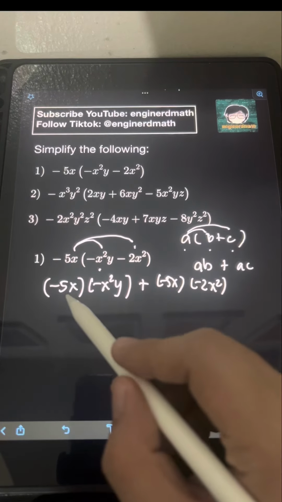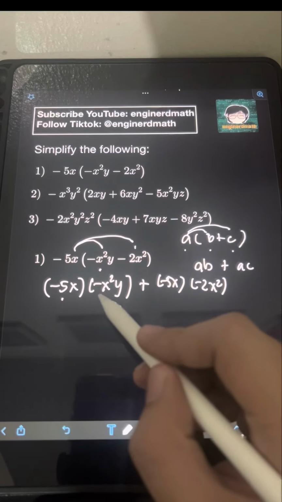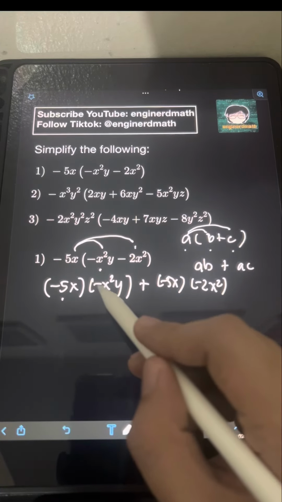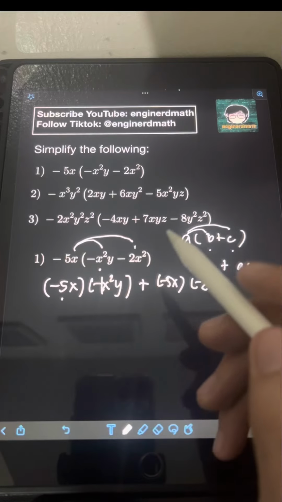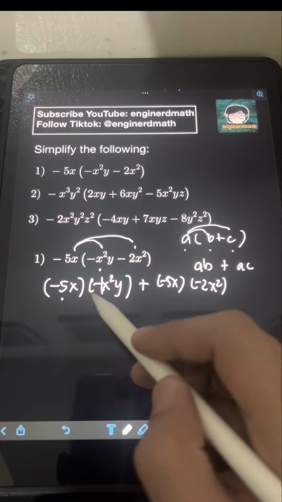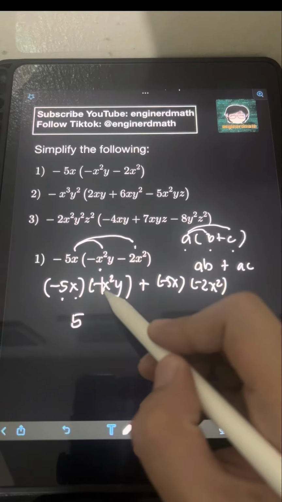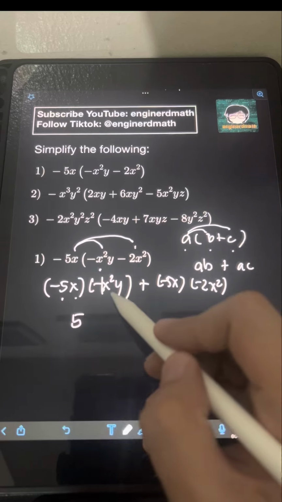So, multiply muna natin yung numerical coefficient. So, we have negative 5. Tsaka, itong negative x squared y, kapag negative lang siya, ibig sabihin numerical coefficient niyan is negative 1. Right? So, multiply natin, negative 5 times negative 1, we have positive 5. And then, yung mga same base, let's start with x. So, x times x squared.